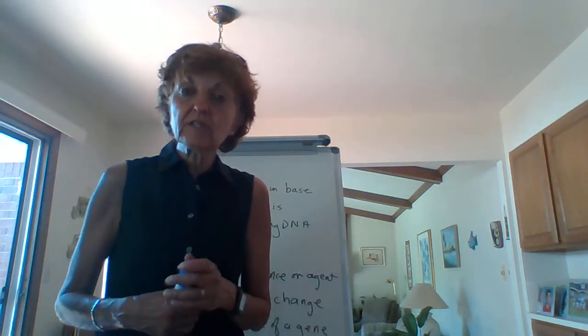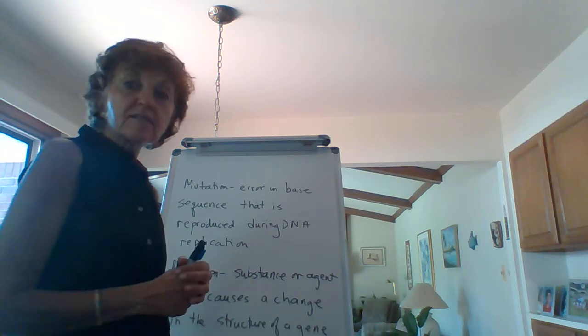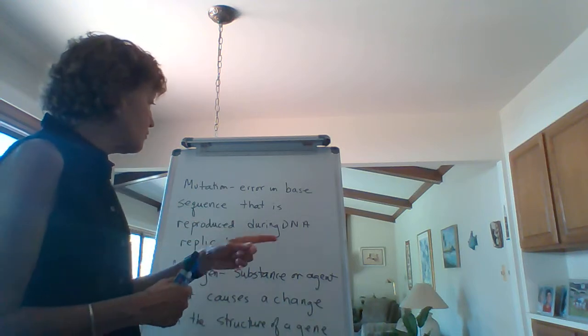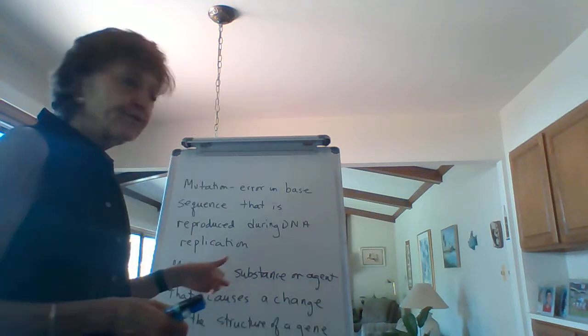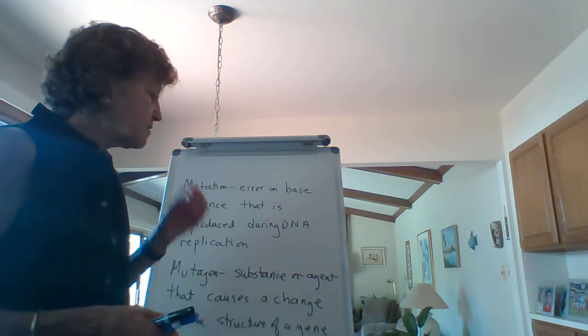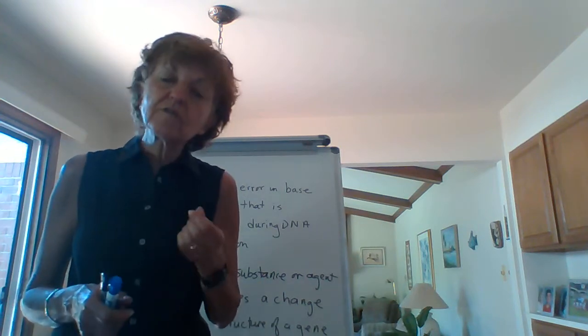Mutations. What are mutations? Basically, a mutation is an error in base sequence that is reproduced during DNA replication. What causes a mutation? Usually a mutagen. Some substance or agent that causes a change in the structure of the gene.